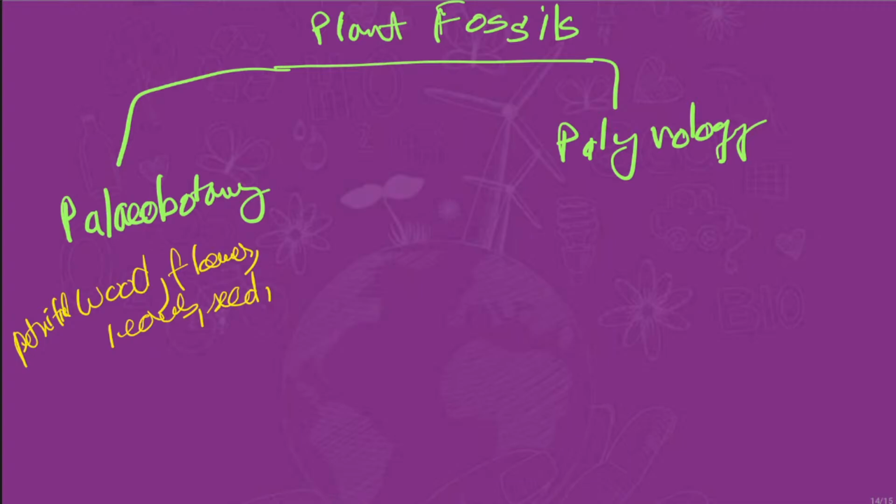are studied in paleobotany. In palynology, such as pollen and spores are studied under the microscope. These are macroscopic and these are microscopic. Palynology is usually treated as a branch of micropaleontology.